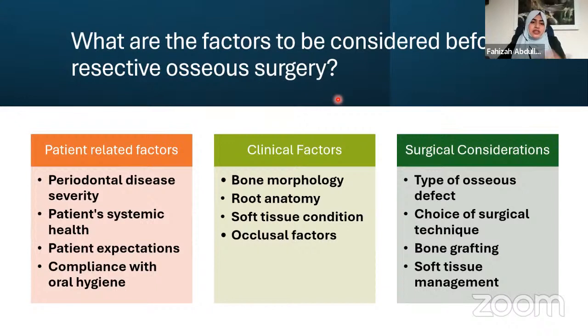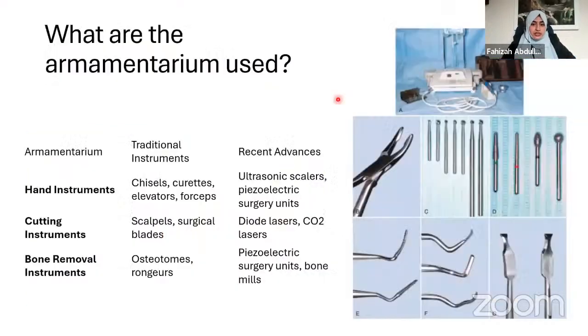Coming to surgical considerations, each kind of surgery per se depends from patient to patient. When you open the flap, that's when you get to see what kind of osseous defect is there. So then and there, you'll have to figure out how to get the optimal environment for stoppage of the periodontal disease. The different choices of surgical technique, the bone grafting which is being done, and the soft tissue management, all these are factors which need to be considered before resective osseous surgery.